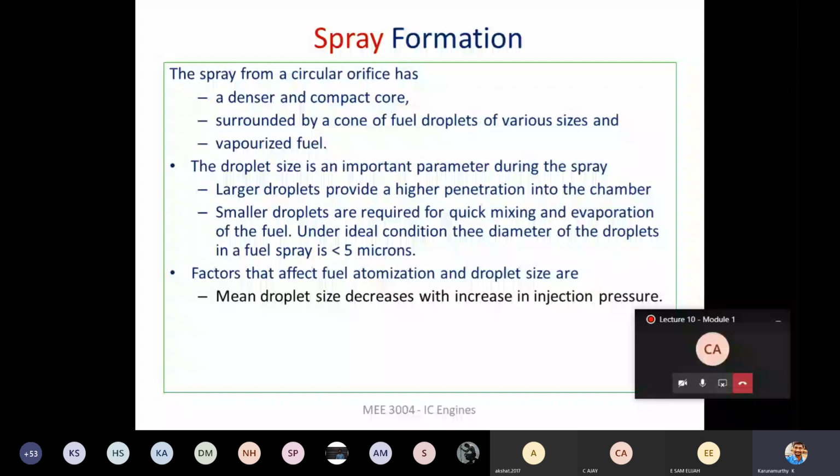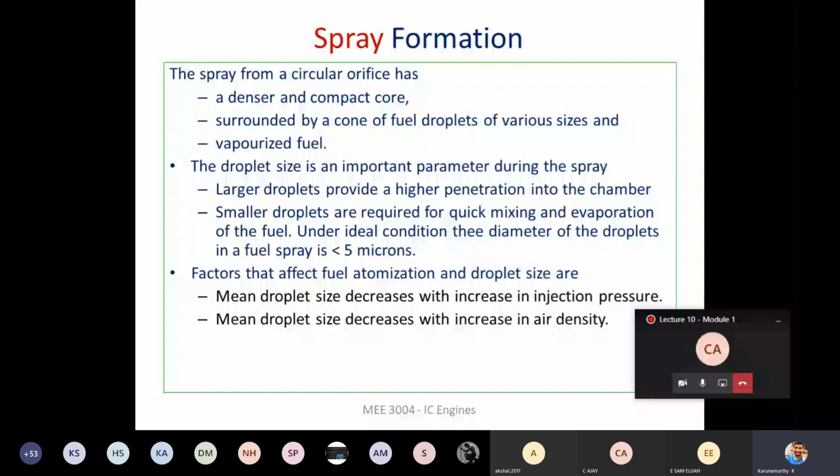The higher the pressure at which the air is stored in the engine cylinder after the compression stroke, the higher its density will be. With higher air density, the fuel has to penetrate it, and when it penetrates, it gets disintegrated and the droplet size will be smaller. So droplet size decreases with increase in air density.